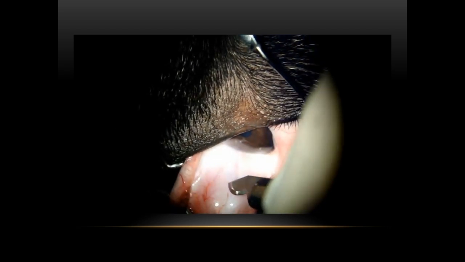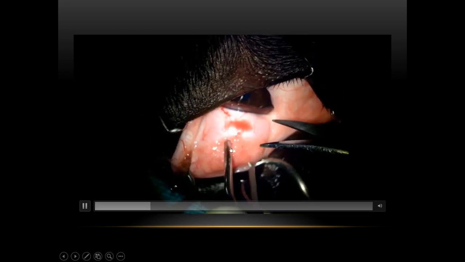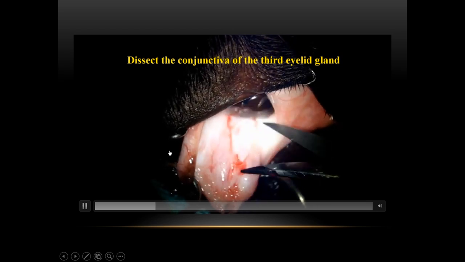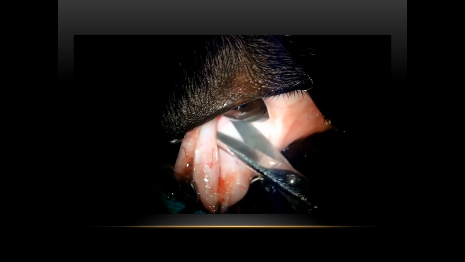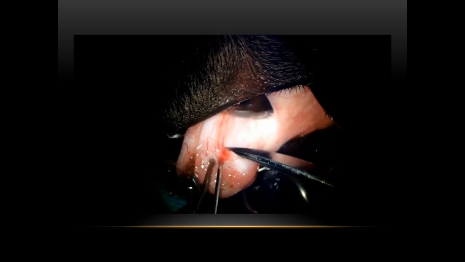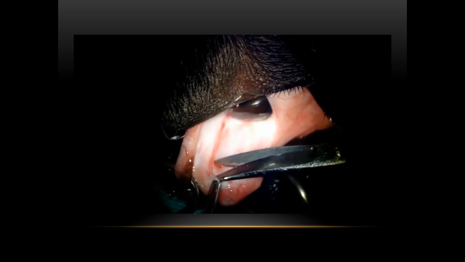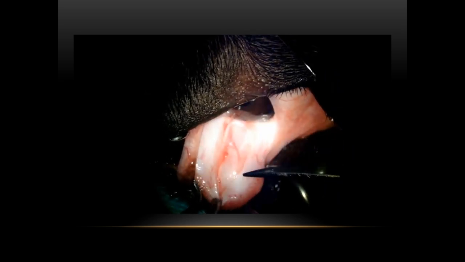So just do the incision over the gland. And we dissect the conjunctiva over the third eyelid, all around the third eyelid gland, okay? Make sure you go superficial with this dissection. You don't wanna harm the gland.